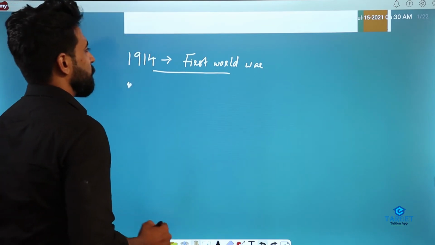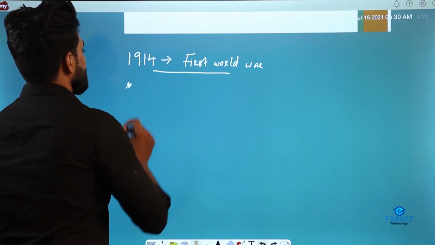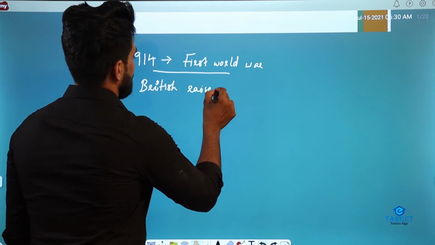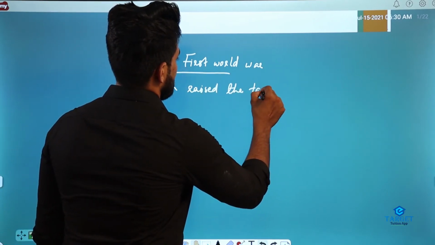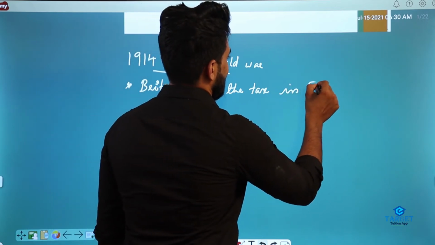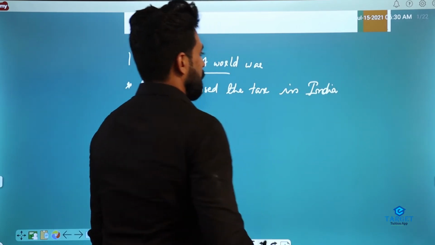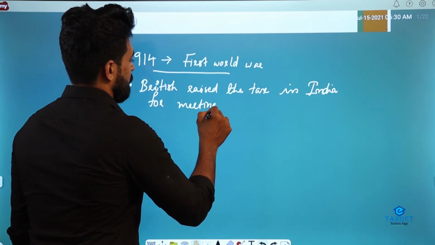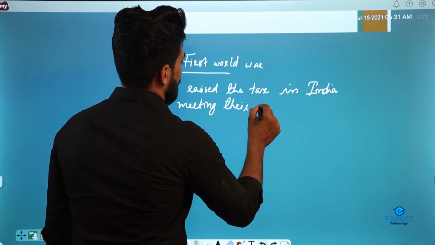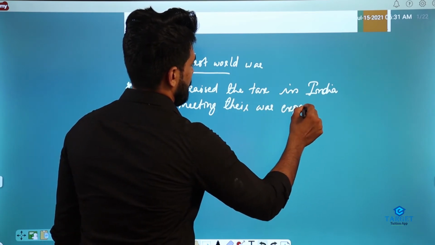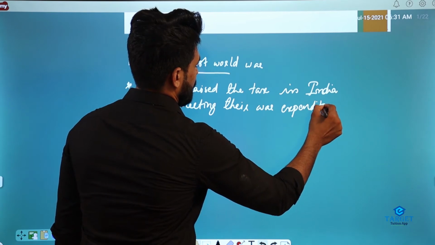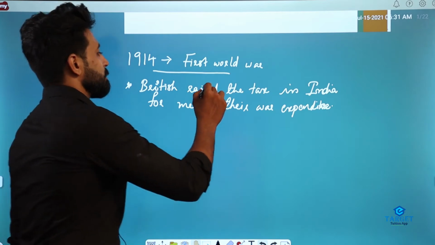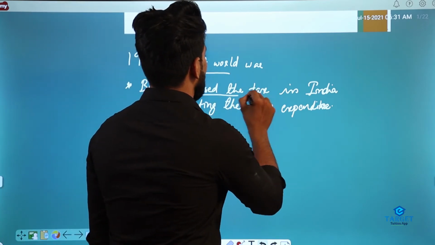So, the first point or the first trouble that India had was British raised the tax in India. Why is that? For meeting their war expenditure. Okay, so the first point, that is, mainly you have to concentrate here, raised the tax.